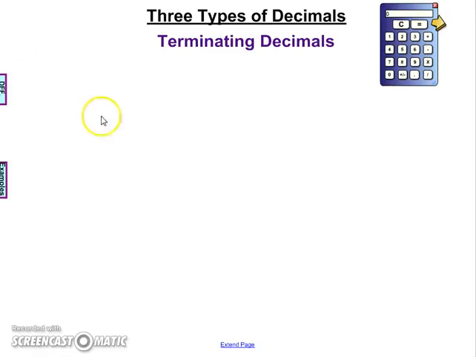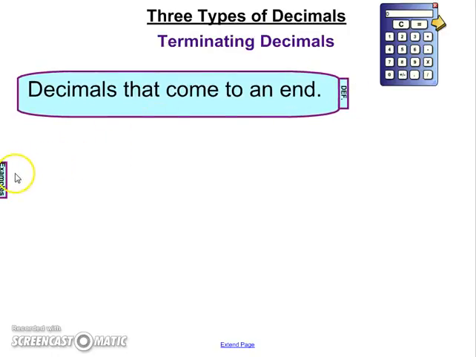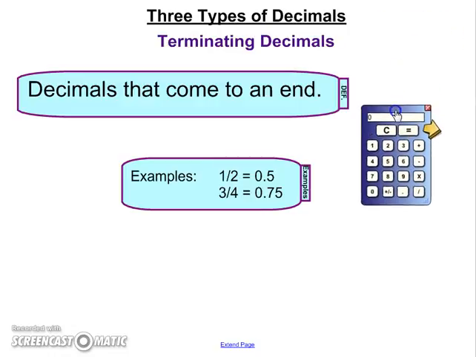Now, before we go to actually doing some decimal type things, let's review our types of decimals. First of all, our terminating decimals, and those are decimals that come to an end. For example, this is 1/2. I just wrote it sideways. And here, let me bring my calculator down. If I go 1 divided by 2, and I'm doing this the quick way, 0.5, and this decimal comes to an end. That is a terminating decimal.